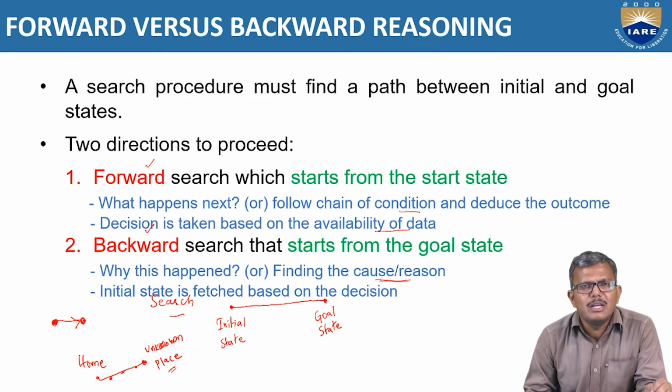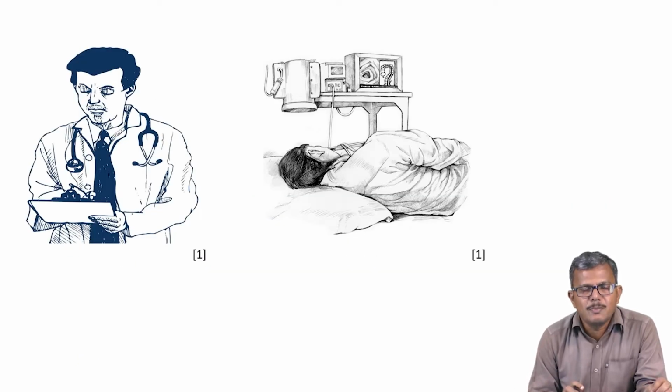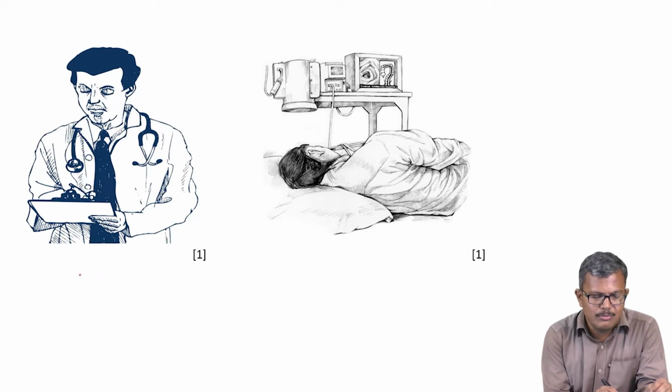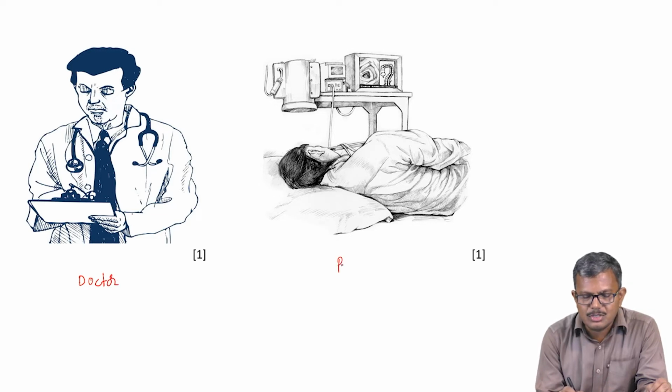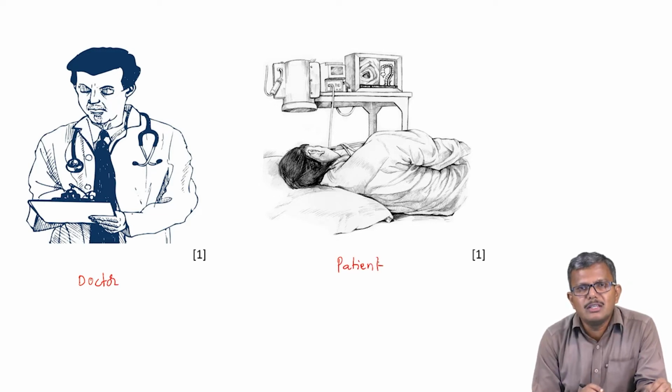Okay, we will take a very simple example to understand forward search and backward search. If you observe these two pictures, there are two people involved: this one is a doctor and this one is a patient. Now we need to understand who is going to apply what kind of search process. In general, the patient is going to perform the forward search process. Why? Because the situation has already happened. For example, he fell sick. So being a patient, he will try to understand how to overcome this.